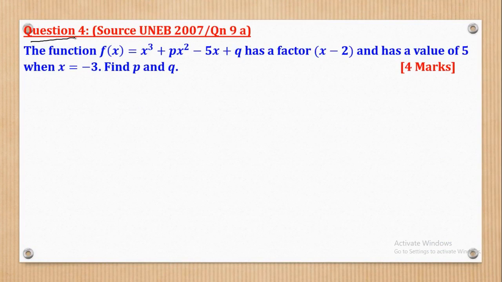So now we shall go to question 4. Question 4 came from UNEB 2007, paper 1, question 9a, and says, the function f(x), which is given by this, has a factor x minus 2 and a value of 5 when x is equal to negative 3. Find p and q.